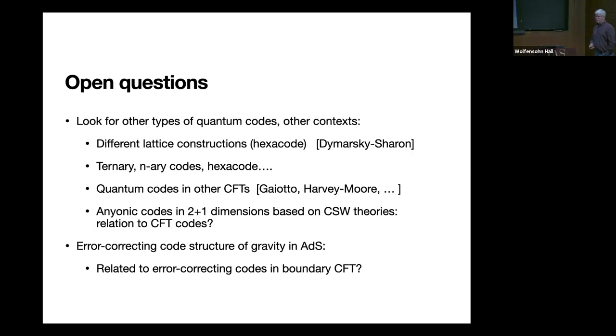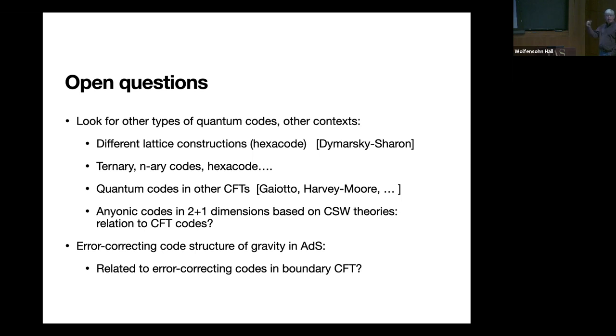All right, this is my last slide. So, further directions. What we're thinking about now is looking for other types of quantum codes in other contexts. So, different lattice constructions. In fact, my collaborator Demarski and a student Sharon at Weizmann Institute came up with a different, rather more complicated lattice construction, which allowed one to construct CFTs, Narain compactifications associated with, for example, the hexacode. So this is one thing we're thinking about.